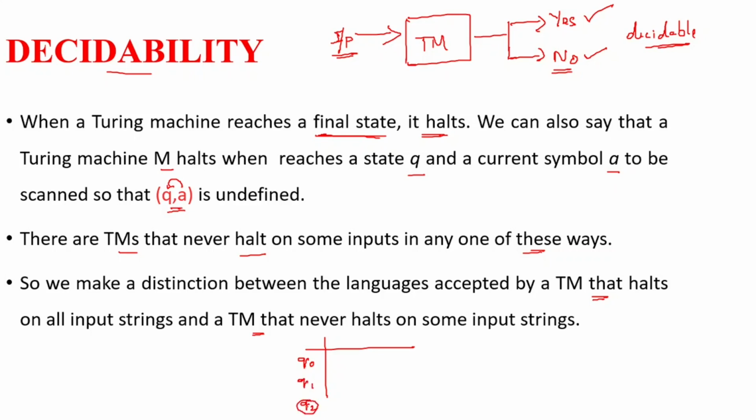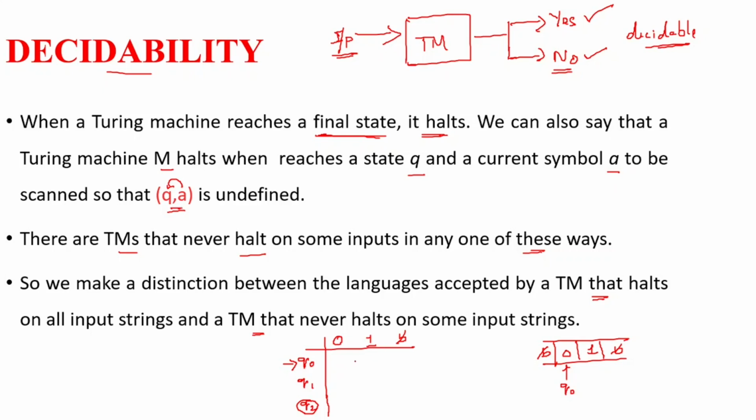Okay, let me name Q2 as some accepting state, because a Turing machine without any accepting state is not a valid Turing machine at all, right? And let 0, 1 and blank be the tape symbols. Let this be the scenario: we have 0, 1 and blank, and blank on the other remaining cells of the tape. Q0 will be currently pointing here.